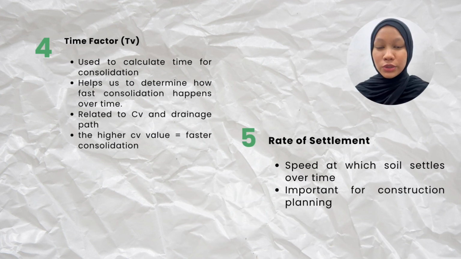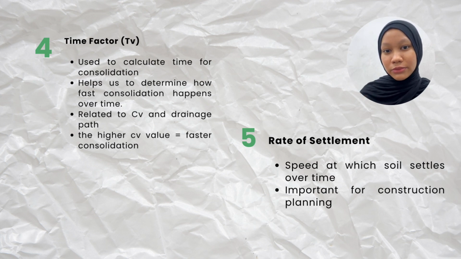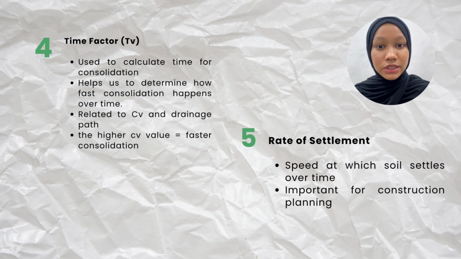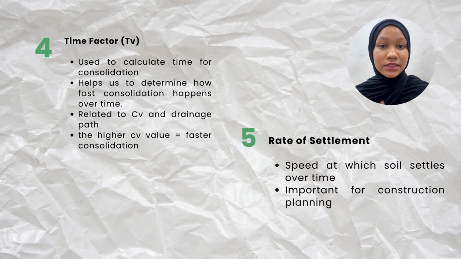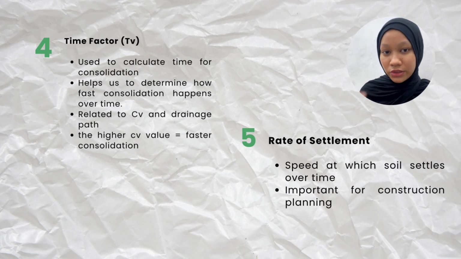Now let's move on to number 4, which is time factor (Tv). Tv is used to calculate time for consolidation, which means how much time it takes to do the consolidation work. It helps us to determine how fast consolidation happens over time, and it is related to cv and drainage path. The higher the cv value is, the faster the consolidation works are.